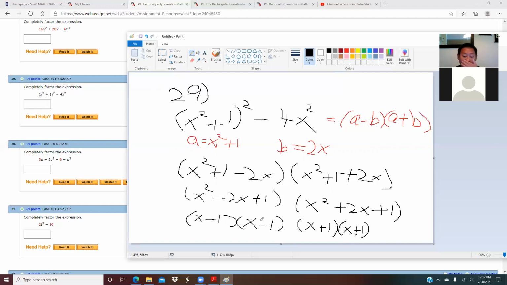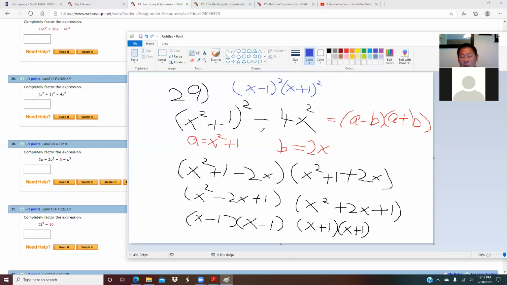Negative 1 times negative 1 is positive 1. Negative 1 plus negative 1 is negative 2. Same thing in here. But instead of writing all this, I can rewrite this up here. So because they are the same, your answer in this case, I'm going to use blue here, will be x minus 1 whole thing squared, and then x plus 1 whole thing squared. So this is your final answer for question 29.